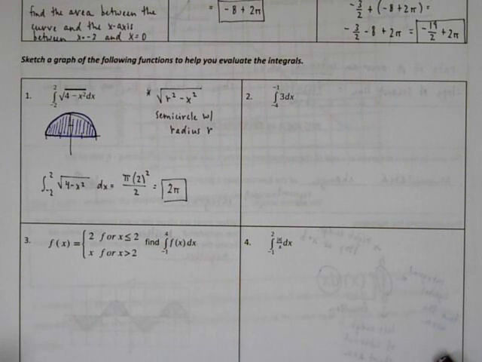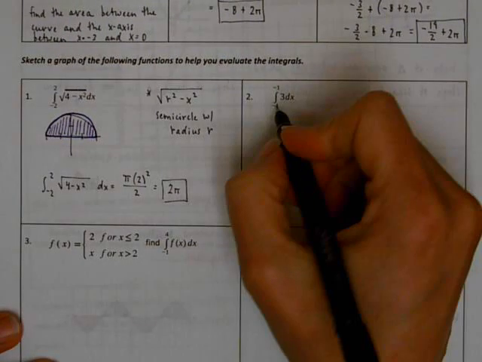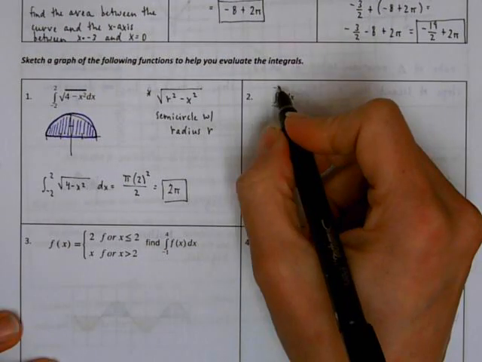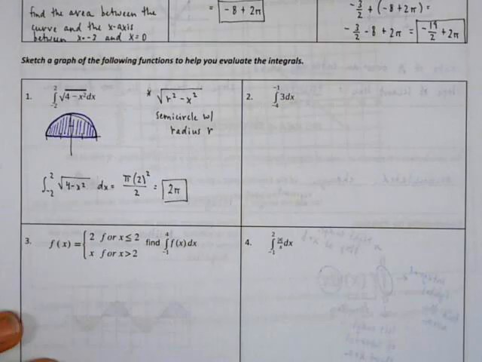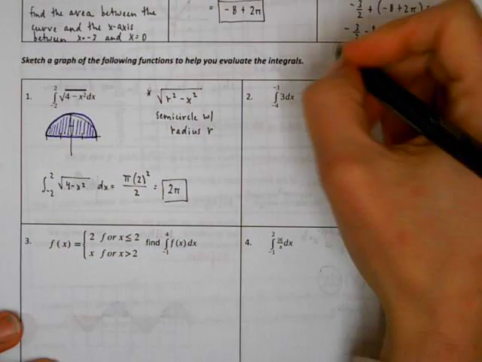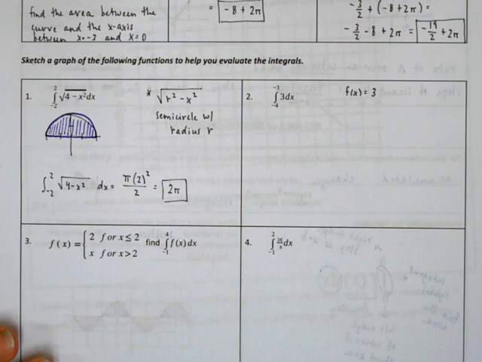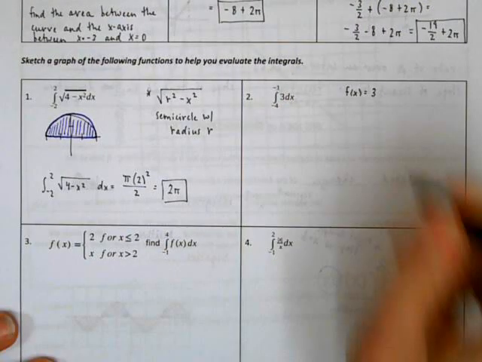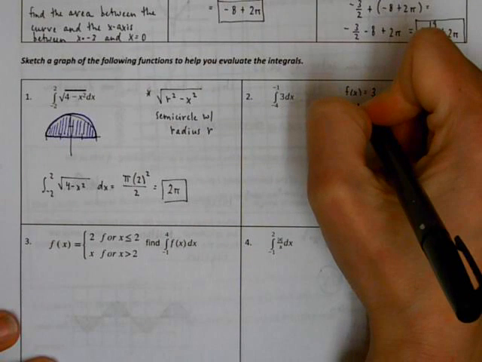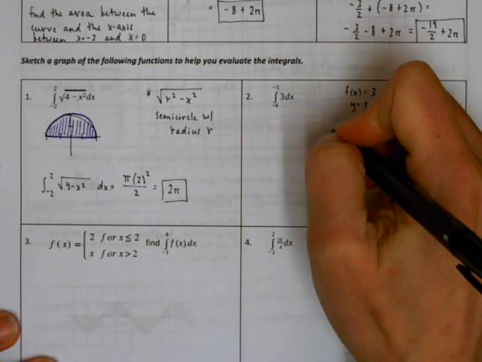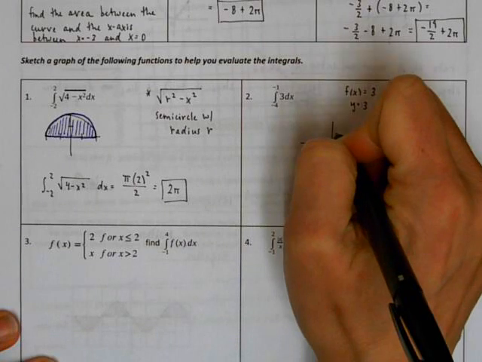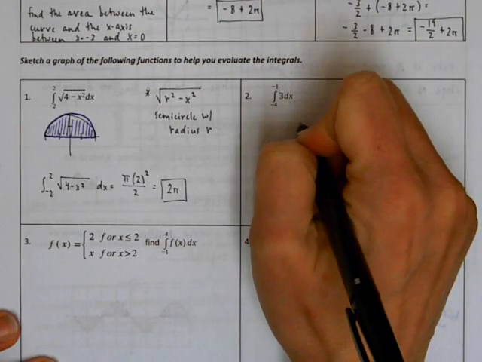Okay, another example here. I have the integral from -4 to 1 of 3 dx. So what's happening here is that my function is equal to 3. So we can think of that as y equals 3. That's a nice easy function to work with because that's just 1, 2, 3. It's my horizontal line.